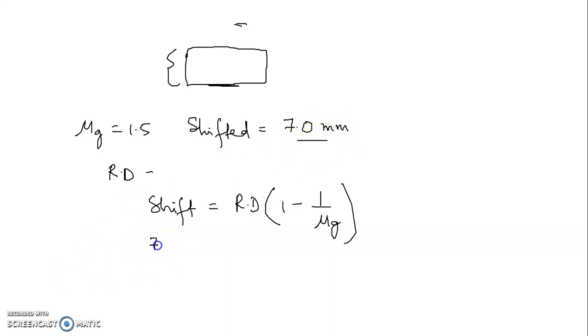If you're converting to centimeter, you'll get the answer in centimeter. If you convert it to meter, you'll get the answer in meter. I would suggest to get the answer in meter. You can leave it in centimeter as well, but don't leave it in millimeter. All right, so the real depth we would like to know, 1 minus 1 by 1.5. Now if you make this calculation, you'll get the real depth as 2.1 centimeter.